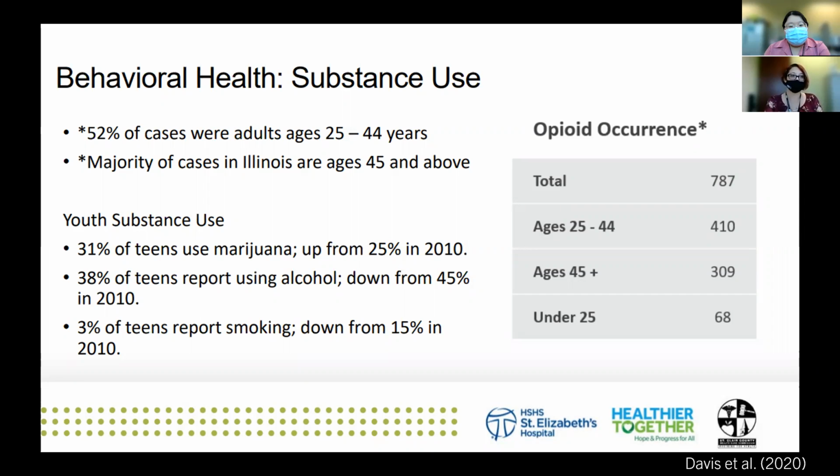Here, we are going to focus on the youth substance use. In St. Clair County, 31% uses marijuana. This number has increased since 2010 when it was about 25%. So we can see that the use of marijuana has increased. As for alcohol and smoking, our teens in St. Clair County show that the uses have decreased. This could be due to the knowledge and prevention work that has been done in the past 10 years. Although this is good to see, we hope that our community continues to decrease our teens' use in all substances.